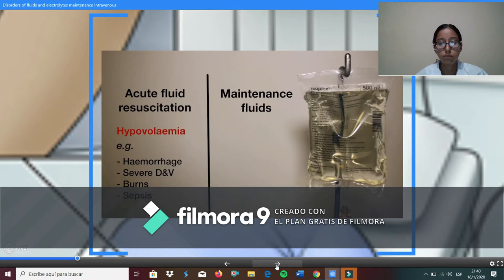More controlled maintenance fluid administration is typically required in patients unable to maintain adequate oral intake, for example in cases of bowel obstruction or for surgical patients in the perioperative period. This maintenance therapy replaces ongoing fluid losses and maintains hydration.